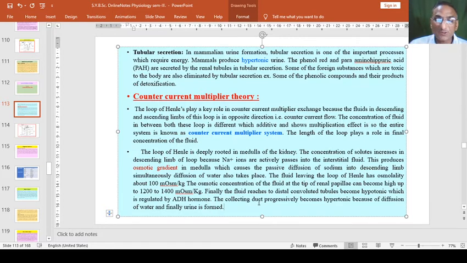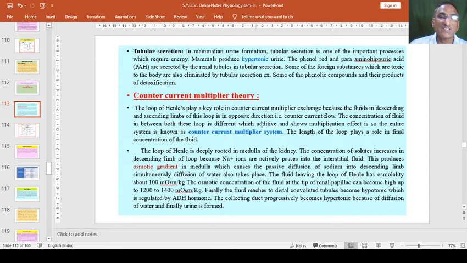Finally, the fluid reaches the distal convoluted tubule, hypotonic in nature, which is regulated by the antidiuretic hormone, ADH, and the collecting duct progressively becomes hypertonic because of the diffusion of water, and finally urine is formed. In this way, the actual ultrafiltration, by maintaining the osmotic gradient and the ion balance, is a whole procedure taking place particularly in the loop of Henle, and is called the counter current multiplier exchange theory. If we see in detail how the counter current system works, we will see it in the diagram.